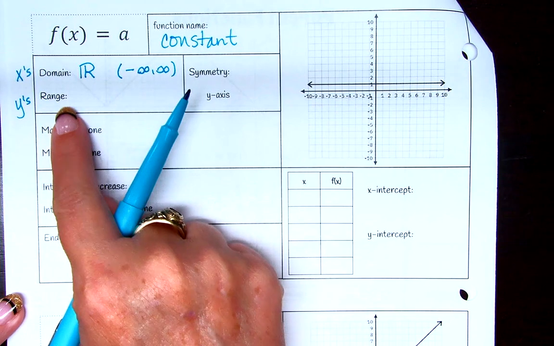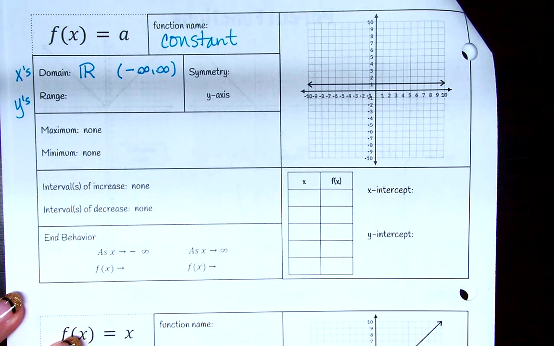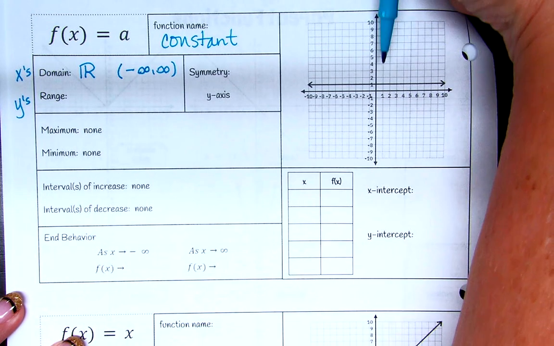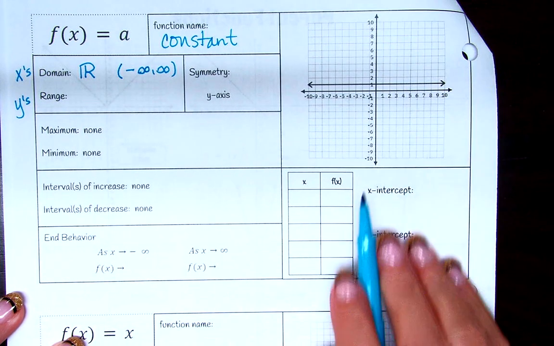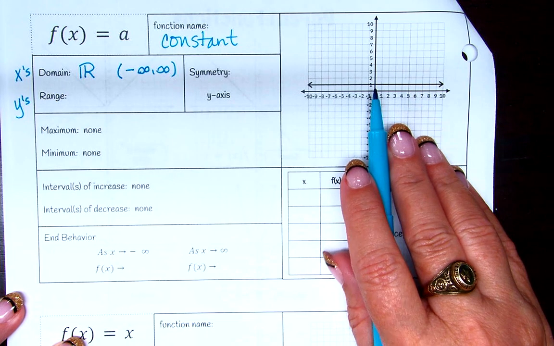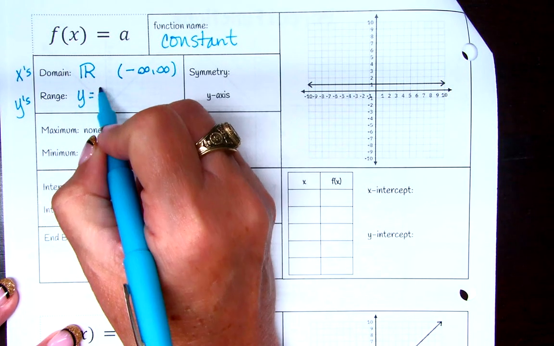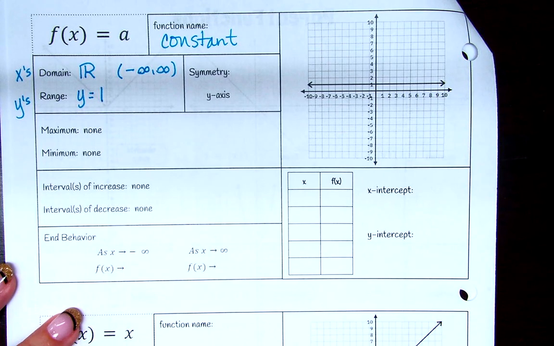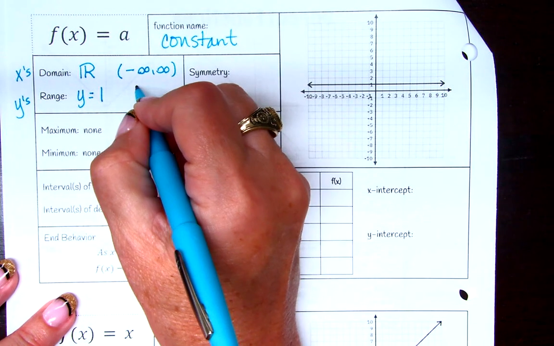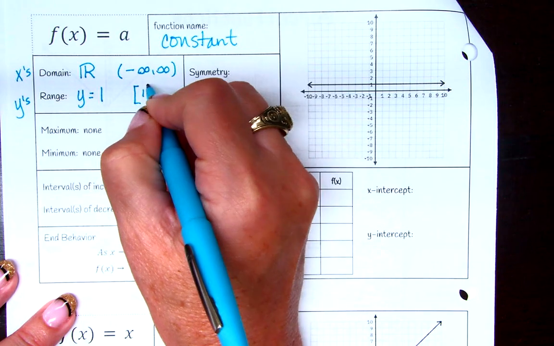All right? Let's talk about the range for a constant. How far down does it go? To 1. And how far up does it go? So just 1. So the y values for this constant is 1. And then interval notation, it looks like this. 1.